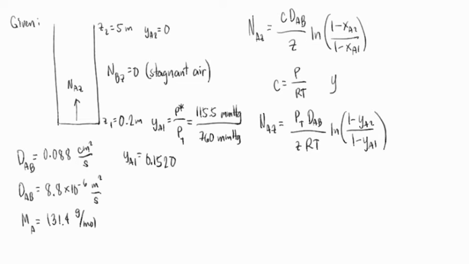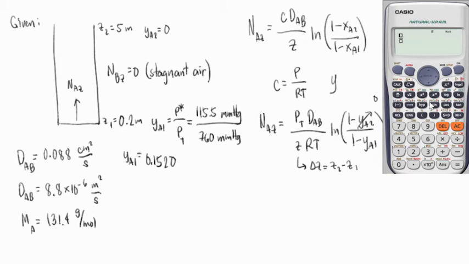We have previously determined that our YA2 is equal to 0. That is because we are assuming that as your TCE makes its way at the opening of the container, it is being swept away by the outside air. Okay? And our YA1 is simply the vapor pressure divided by the total pressure. YA1 has a value of 0.1520. Our Z in this case is actually delta Z. Our delta Z is simply Z2 minus Z1. That is 5 meters minus 0.2 meters equal to 4.8 meters.